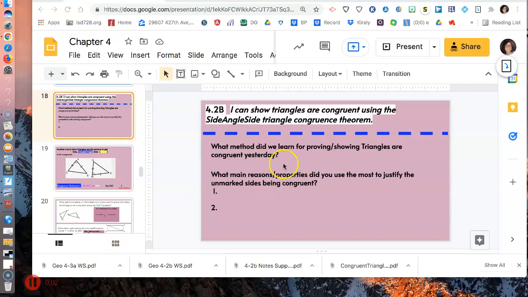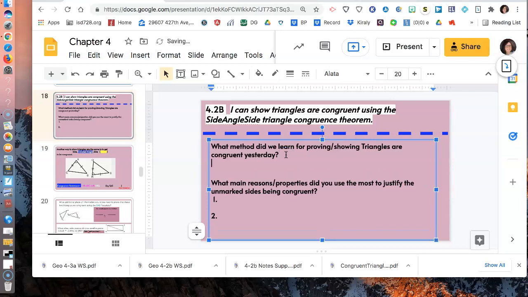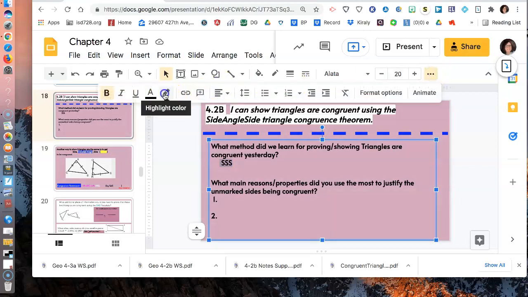So yesterday we learned a shortcut, a new method for proving that two triangles are congruent. It was called the side-side-side triangle congruence postulate. And I like to highlight those so they stand out to me when I'm taking a quiz or something. And we had two main reasons or properties that we would use when we did what I called adding our brain to the picture.